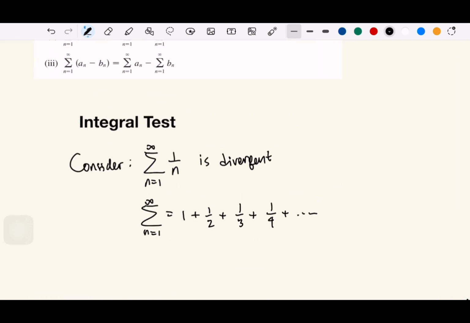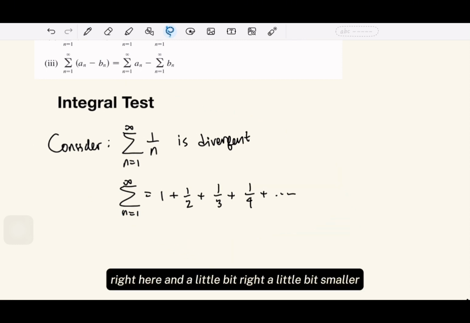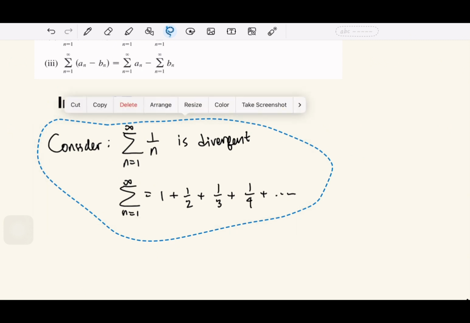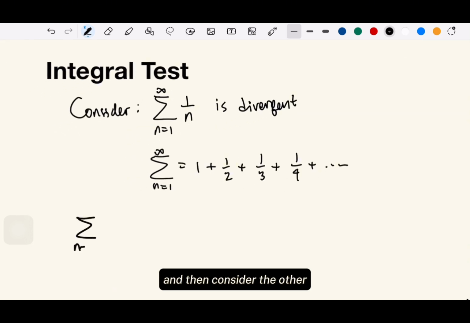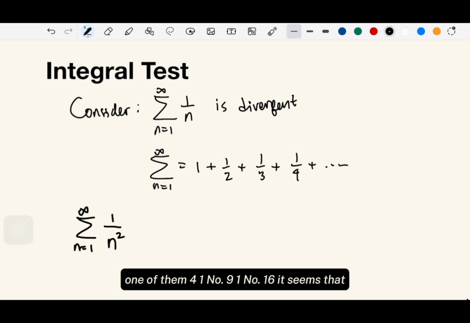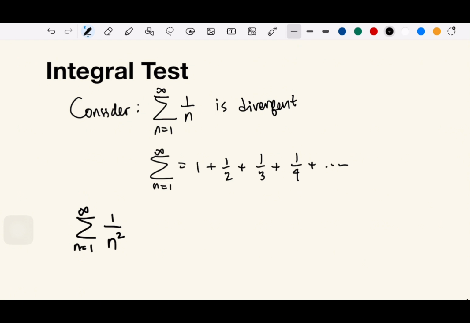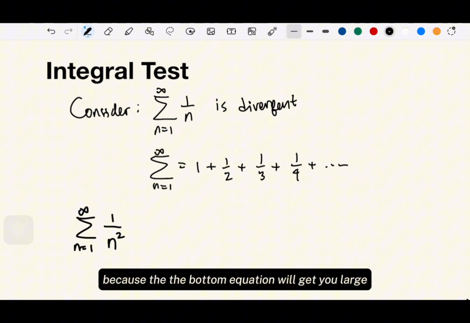And then let me write over here, maybe a little bit smaller. Then consider the other series, that is 1 over n squared, okay? So imagine that this is similar to 1 over n, but we are going to square all the denominators. So it will be 1 over 4, 1 over 9, 1 over 16. Because the denominator gets enlarged, it seems that if we compute the area under these two curves, this one will be a lot smaller, right? If we compare.